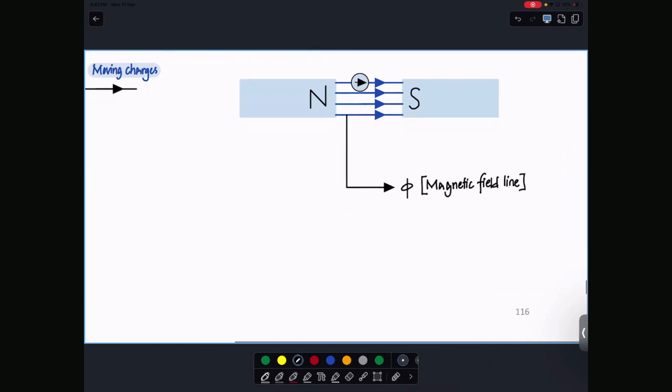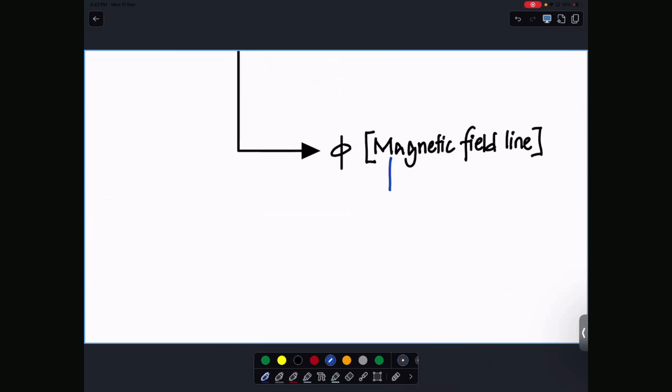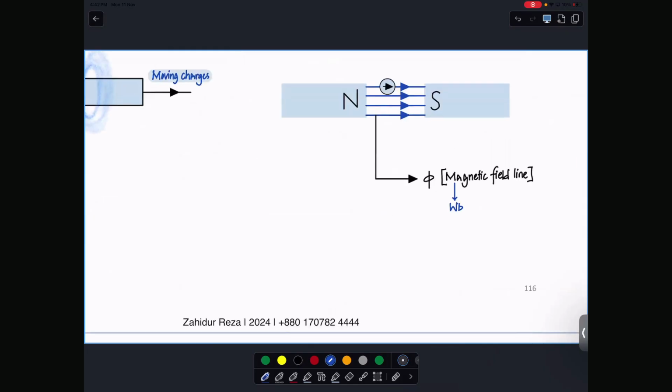And phi has a unit which is the Weber, Wb. That's Weber, W-E-B-E-R. It's a person's name. So Weber is the unit for magnetic field. But there's a problem in using magnetic field to define the strength of a magnet. I'll show you right now.